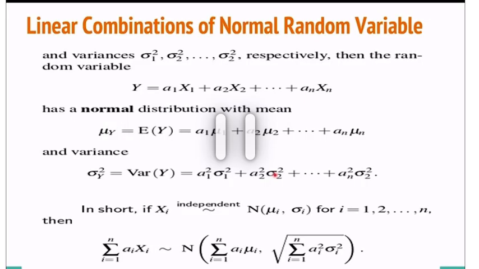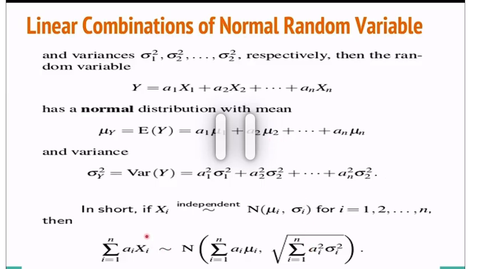And finally, if I want to write this in short form, I'm going to write this: the summation of aixi follows a normal distribution with the mean. So the mean is good. I can also write the variance in short form. Writing this in short form is this, and writing this one in short form is what you have inside the square root.